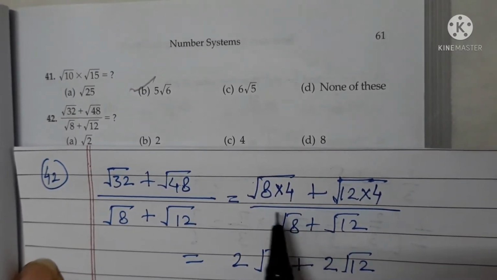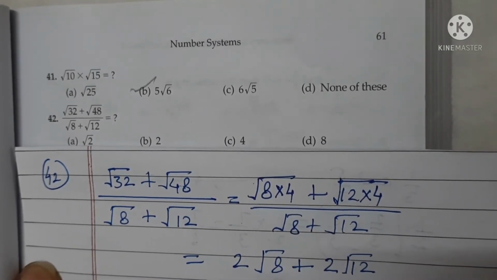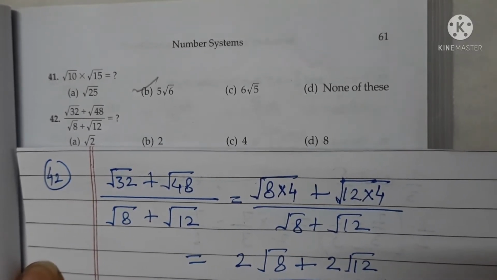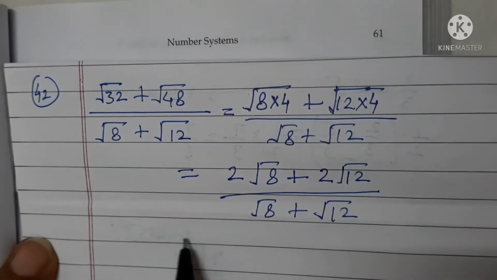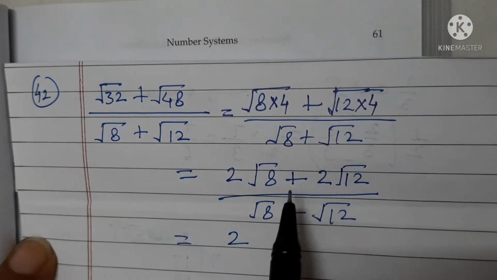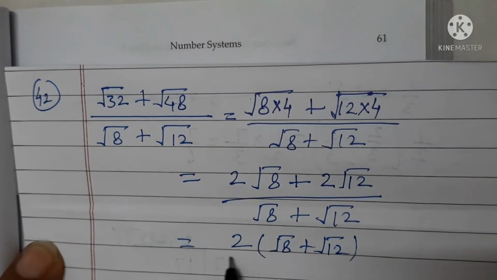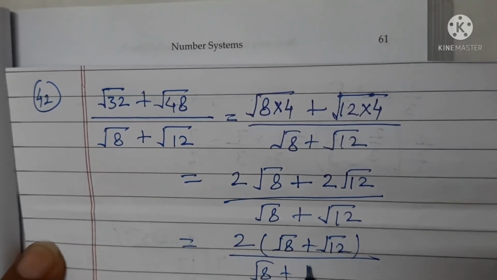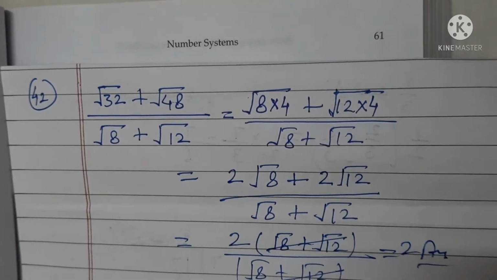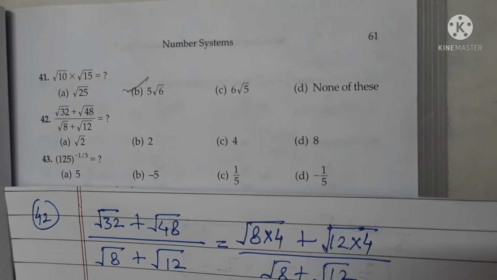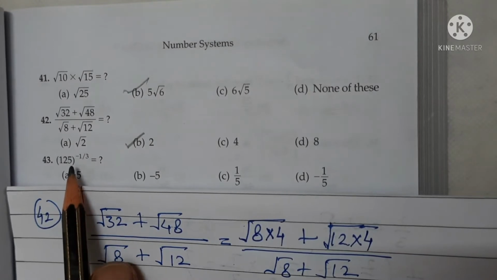We are making numerator same as denominator, so this becomes under root 8 plus under root 12. Now take 2 common, and this becomes under root 8 plus under root 12 upon under root 8 plus under root 12. Now this will be cut, you will get 2. Answer. Option B is correct. Next, 125 to the power of minus 1 upon 3.